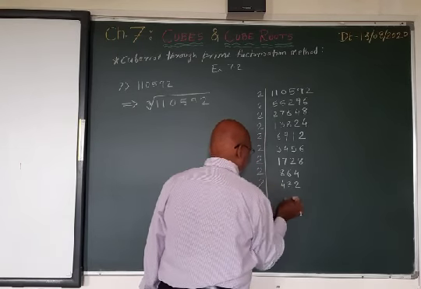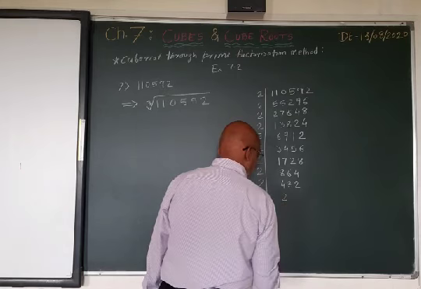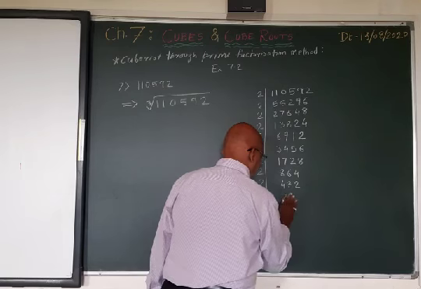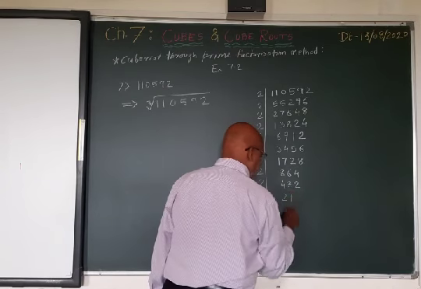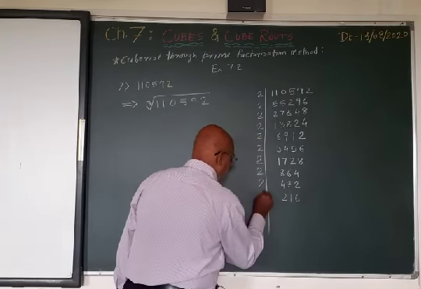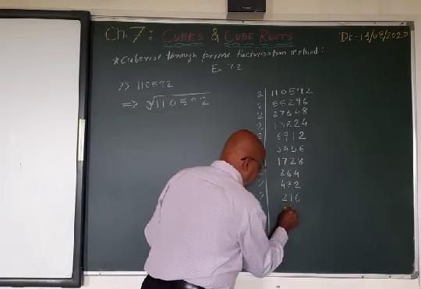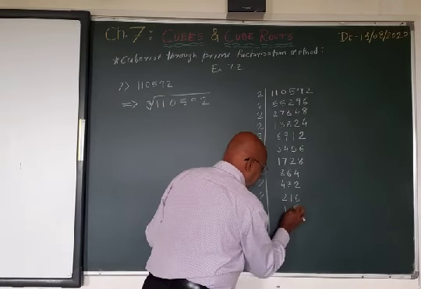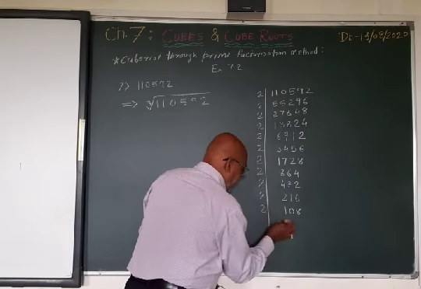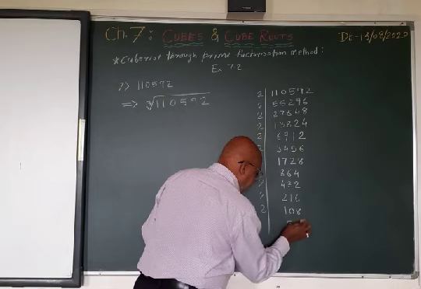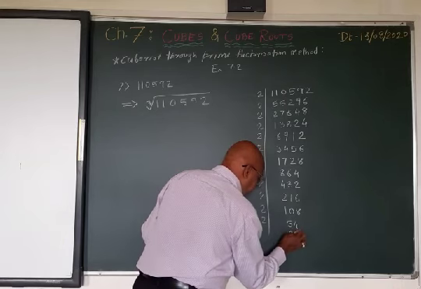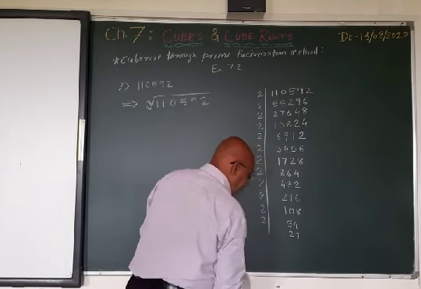Again 2: 2 ones are 2, 2 twos are 4, 2 ones are 2, and 2 sixes are 12. Again 2: 2 ones are 2, 0, 2 eights are 16. Again 2 fives are 10, 2 fours are 8. Again 2 twos are 4, 2 sevens are 14.